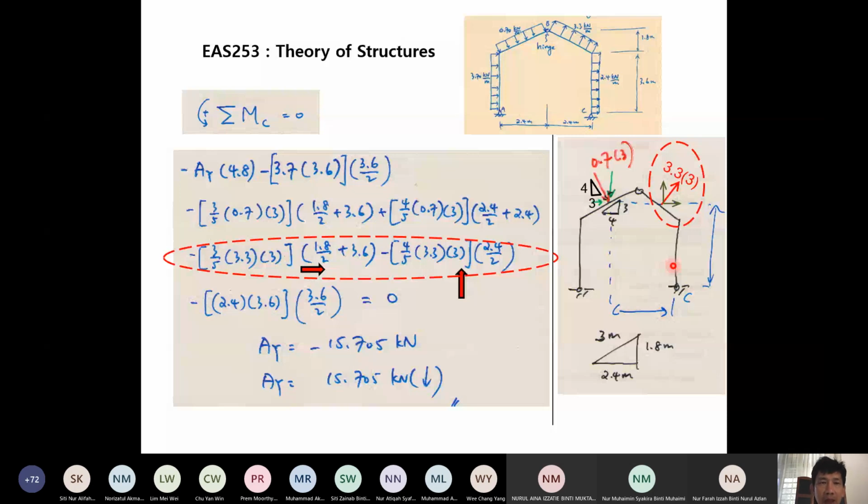So the second line and the third line here is to consider the moment caused by this distributed load at point C. And here we get the moment caused by each of the component X and component Y, and we sum them together to give the moment caused by this distributed load. So we get answer AY negative 15.705, or the correct direction is acting downwards, and AY with the magnitude 15.705.